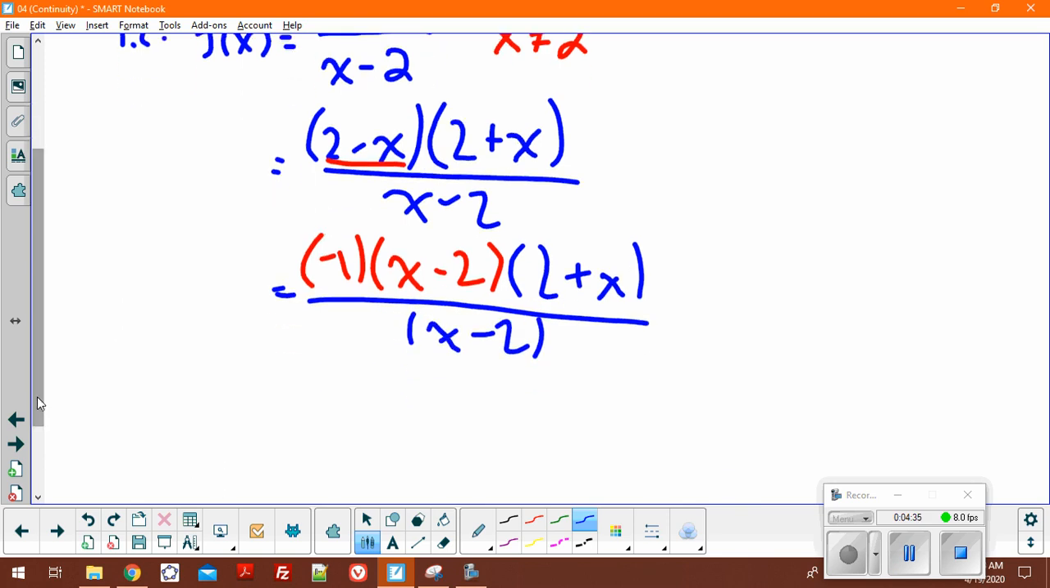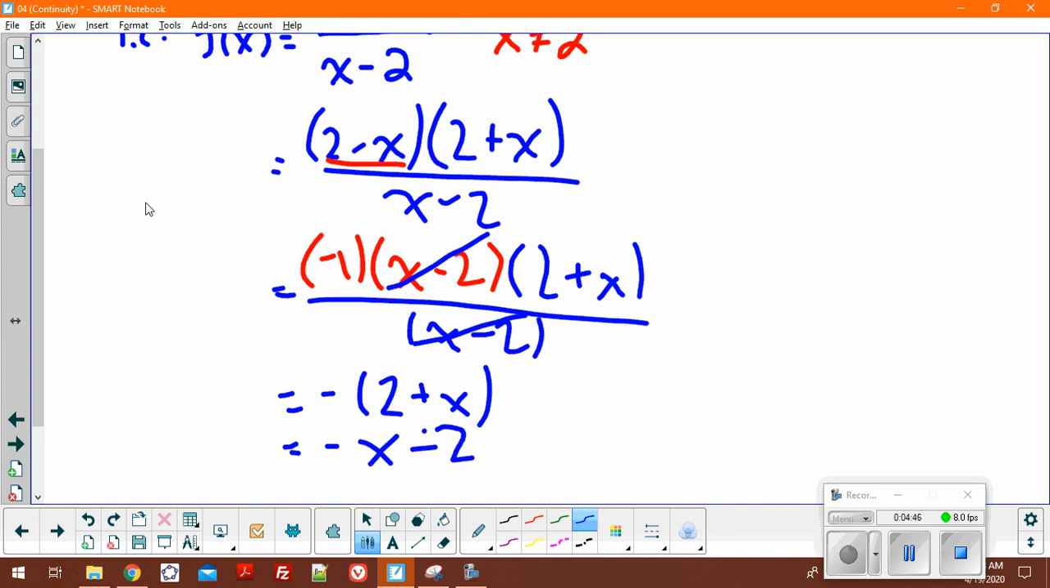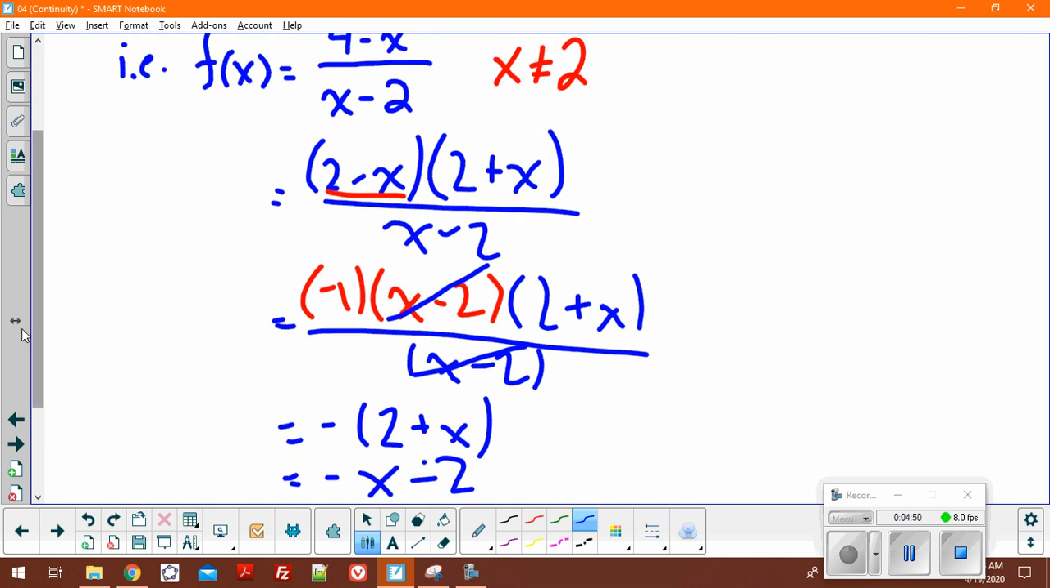Okay, so now I can do my cancellation, divide that out, and I have negative times 2 plus x. So this would be negative x minus 2. So my function, after doing all that work, is really just the line negative x minus 2. So my graph would look something like this, where I have a y-intercept of -2.